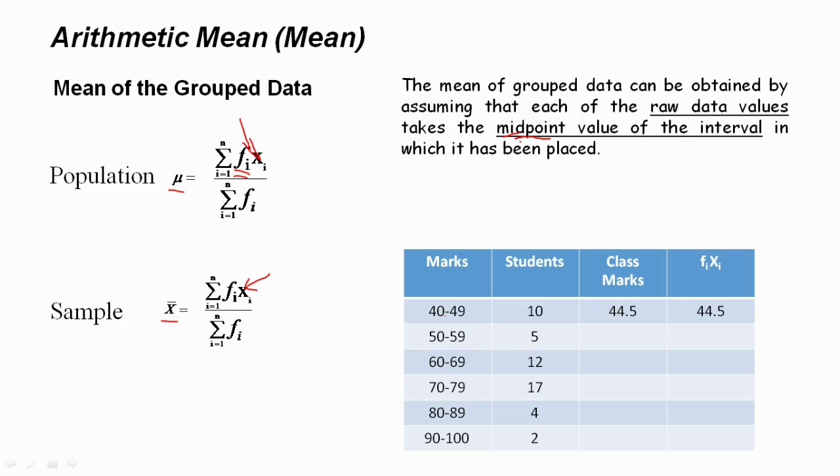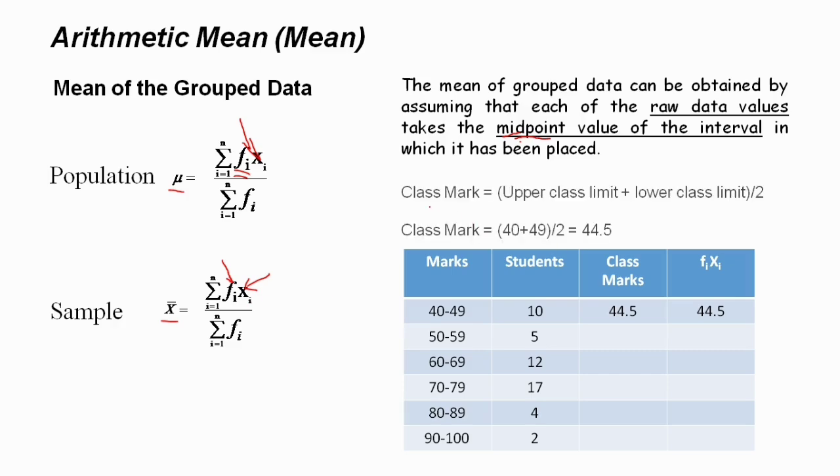Here the marks of the students are given in this example. 10 students have 40 to 49 marks, 5 students have 50 to 59 marks, 12 students have 60 to 69 marks, and so on. For calculation of the mean of this data, we must have the midpoint. As I have told you, f is the frequency and xi is the midpoint. From the given range, we have to find out the midpoint, and the midpoint is calculated using this formula.